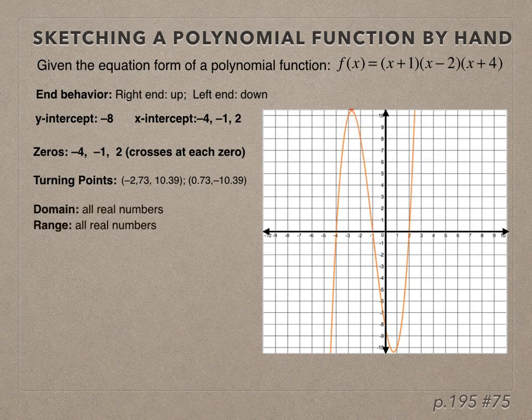My domain is all real numbers. My range is all real numbers. Where is this curve increasing? From negative infinity to negative 2.73, and then again from 0.73 to positive infinity. It is decreasing for x values of negative 2.73 to 0.73.